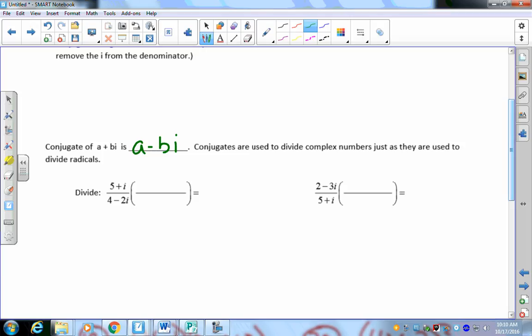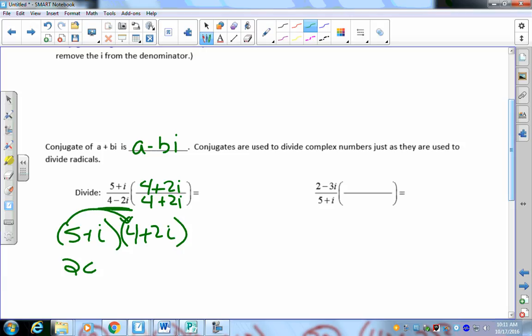Okay, so for example, when I'm given this problem, I have an i in my denominator, which is bad because that really means there's a radical down there. So I need to multiply both pieces by 4 plus 2i. All right, in my numerator, we've got to do a little bit of work, so I'm going to give myself a little bit more room. So my numerator ends up being 20 plus 10i plus 4i plus 2i squared. So I've got 20 plus 14i plus 2 times negative 1, also known as negative 2. So I've got 18 plus 14i.